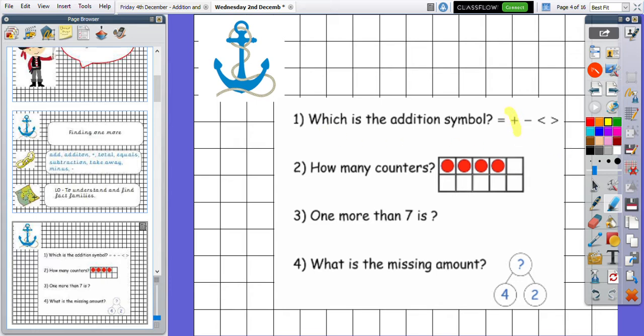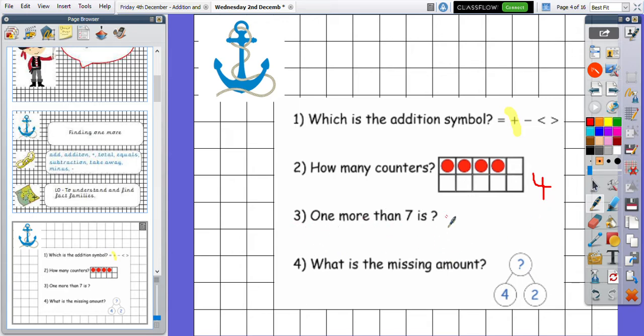Okay then, so question number 1, which is the addition symbol? This one is the addition symbol. How many counters have we got? We have got 1, 2, 3, 4. So we've got 4 counters altogether. So you should have written 4 next to that question. Number 3, 1 more than 7 is, well, if we count 1 more than 7, we are going to come to the number 8. So the correct answer is number 8.